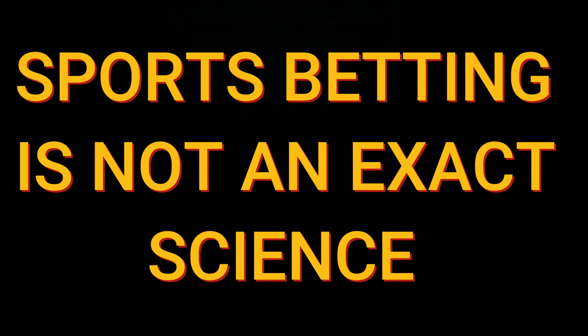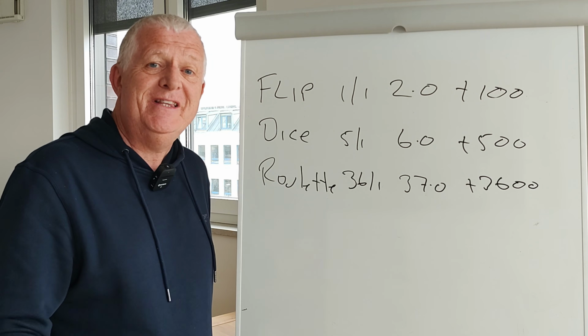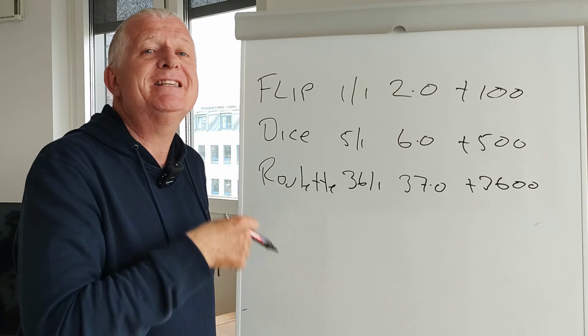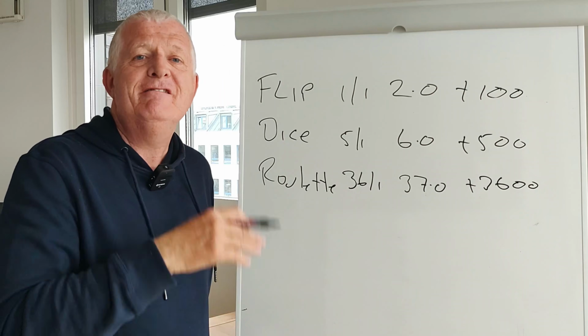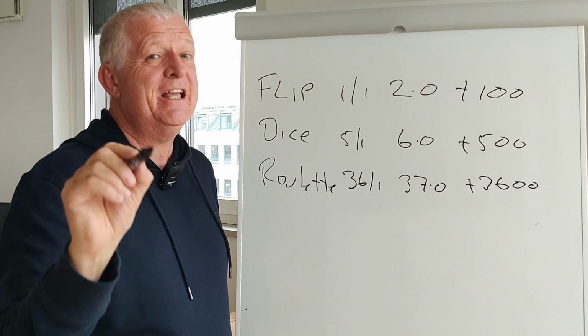Now with sports betting, it isn't. It's what they call perceived chance. And the reason for this is because obviously it's going to have to be calculated, right? There is no black and white in sports betting. And it's this that creates the chance for us to profit from sports.